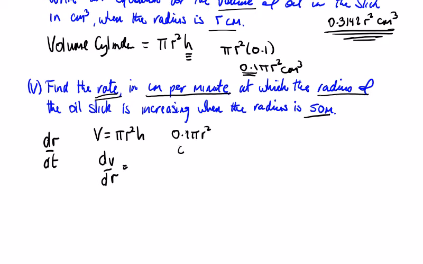So dV dr, we differentiate this with respect to r. 2 by 0.1, 0.2 pi r. So dV dr is 0.2 pi r at any point. We're looking for dr dt. So if we write out dr dt, what do we have to get dr dt? Well, we can see here we have dV dr. So we need dr dV. So I can invert this, and I'd have to multiply that. I need a t on the bottom. So I have a V on top. So I need to get dV dt.